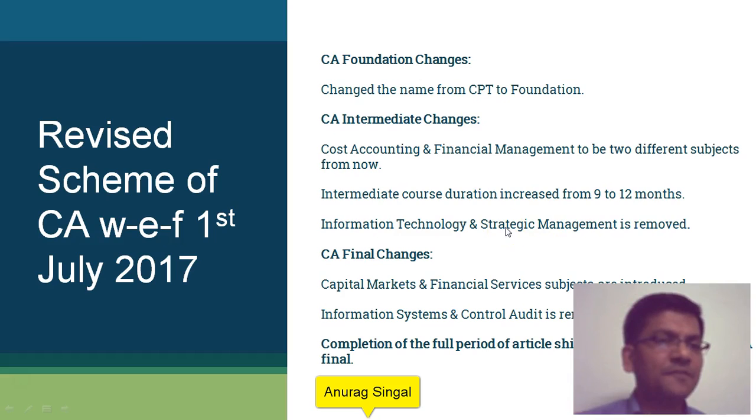ITSM, which was one of the villain courses and students used to flunk it left, right, center, has been removed. And same with ISCA, that's the Information Systems and Control Audit, has been removed from final. And in the final, you will have now capital markets and financial services, subjects which fascinate chartered accountants because they feel that this will be the launchpad into the investment banking space. That's been the revised scheme.